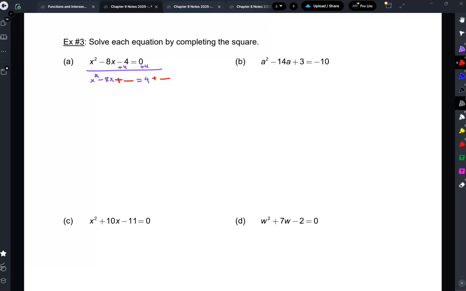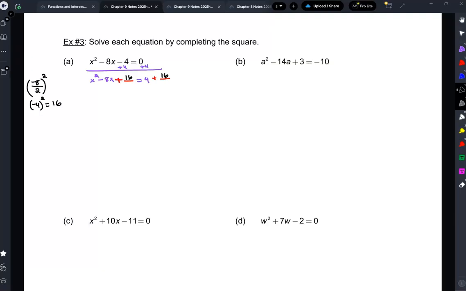Okay? Everybody okay with this? Now we need to decide what number goes there. B is negative 8 divided by 2 squared. So that's negative 4 squared. How much is it? Positive 16.